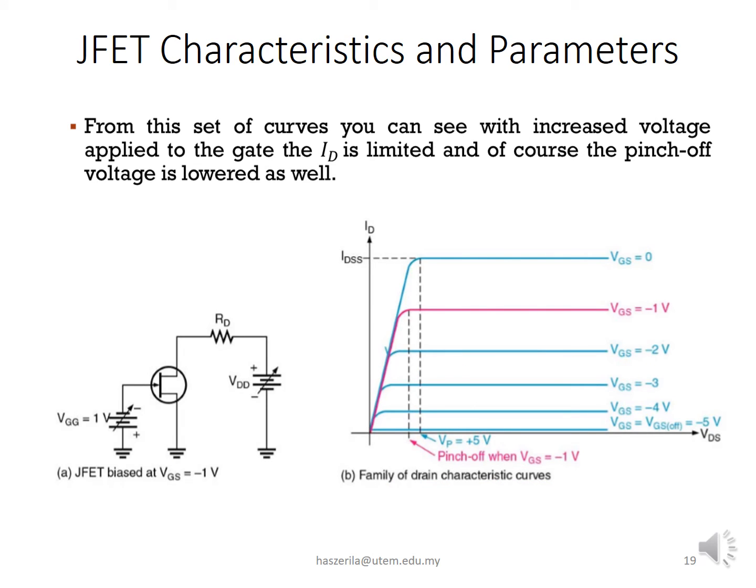Figure A shows the JFET biased at VGS equal to negative 1 volt. As VGS is set increasingly more negative by adjusting the VGG, a family of drain characteristic curves is produced, as shown in figure B. Notice that ID decreases as the magnitude of VGS is increased to a larger negative value, which causes the pinch-off to be lowered as well.